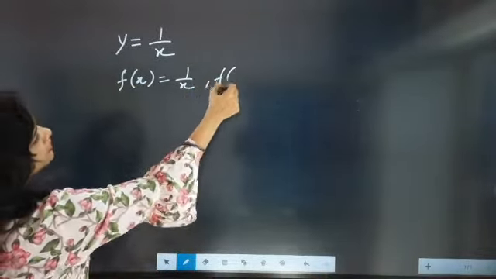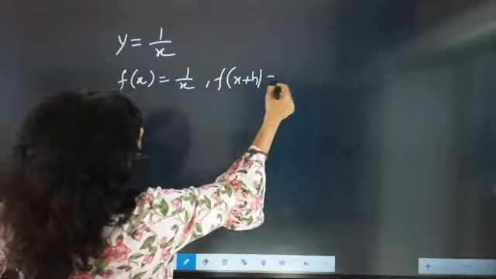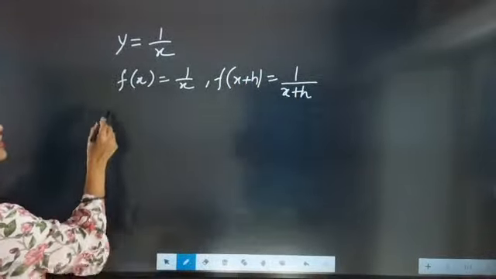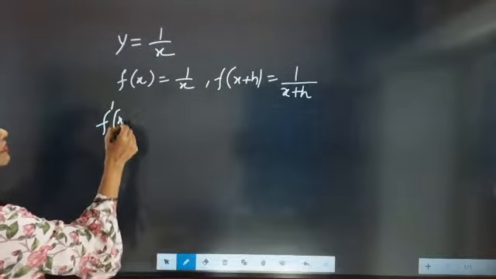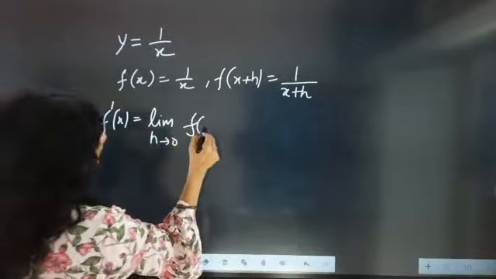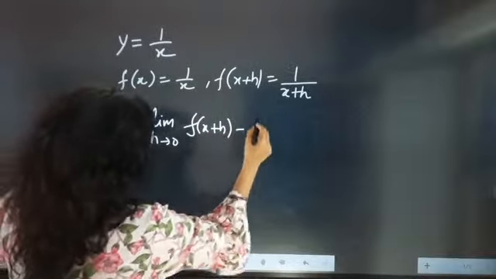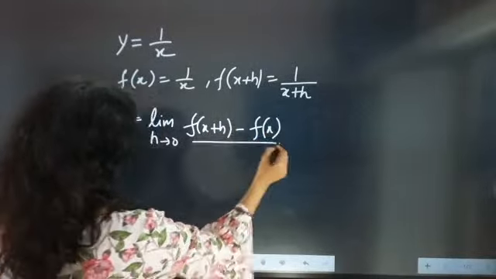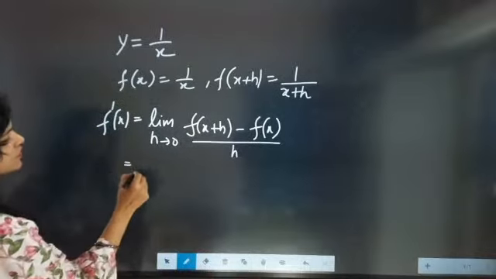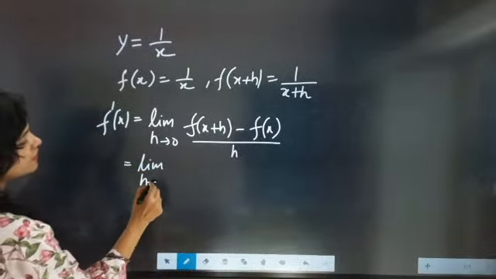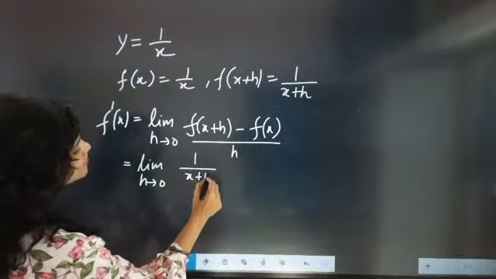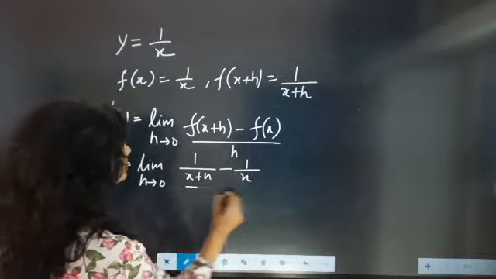Then what will be f of x plus h? It will become 1 by x plus h. So now the derivative f dash x will be written as limit h tends to 0 of f of x plus h minus f of x, divided by h. Now only one small work: substitute everything. So f of x plus h will become 1 by x plus h, minus 1 by x, divided by h.